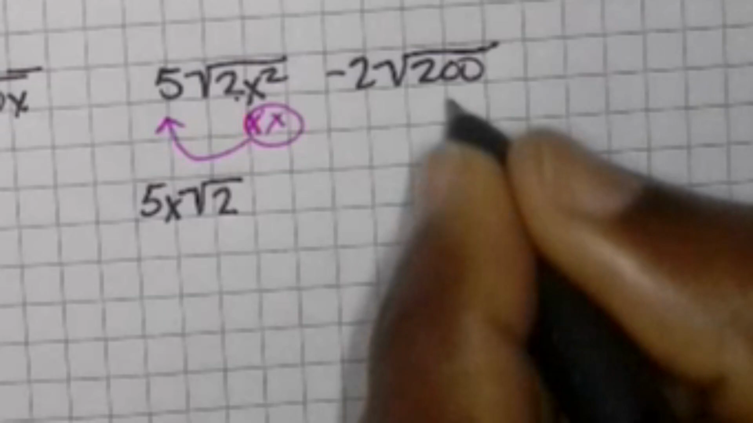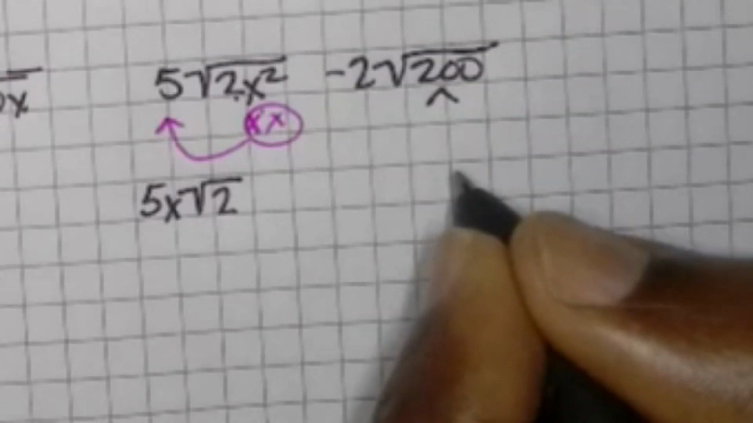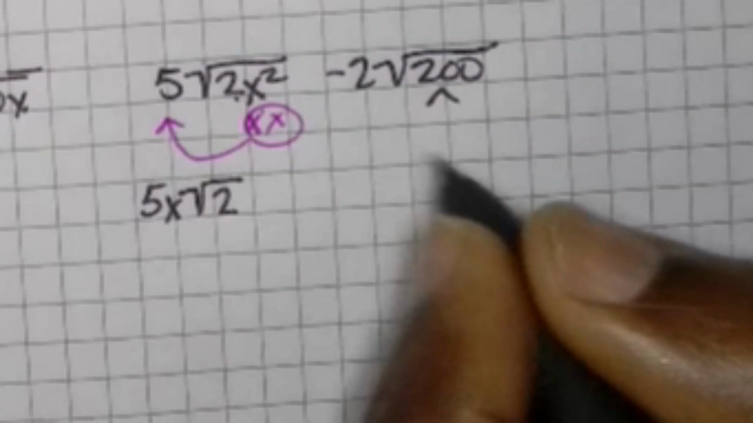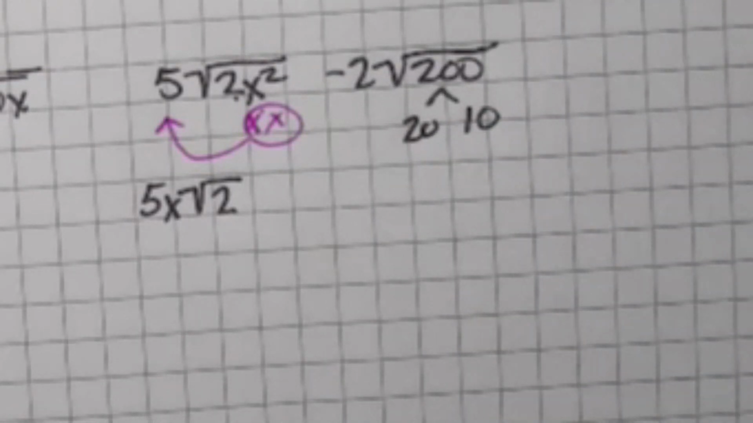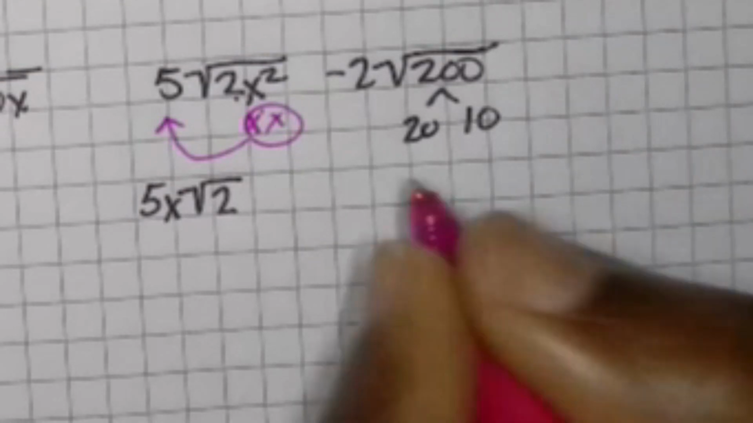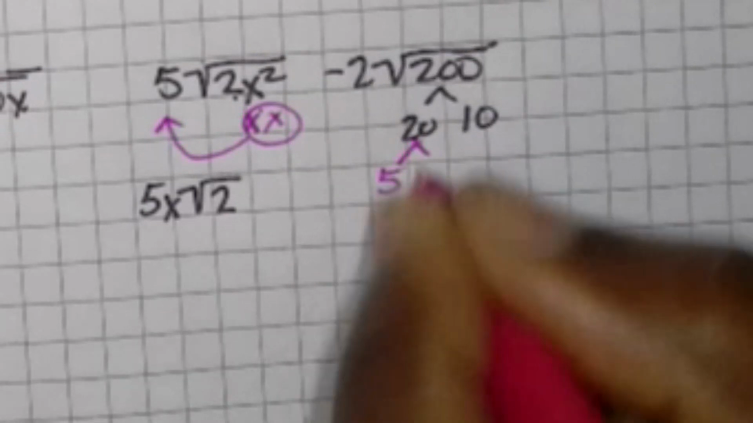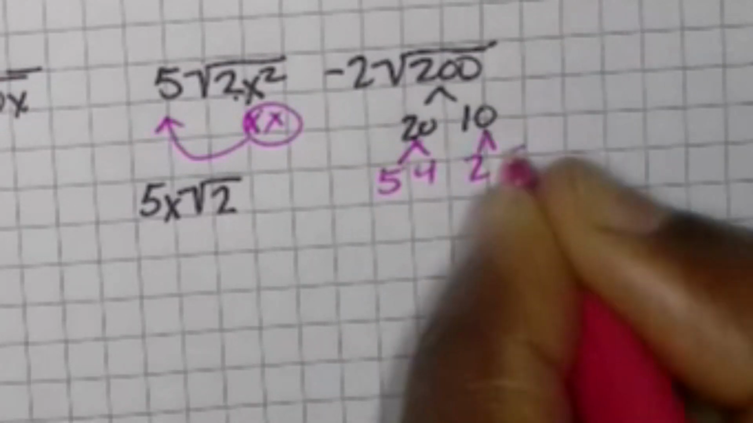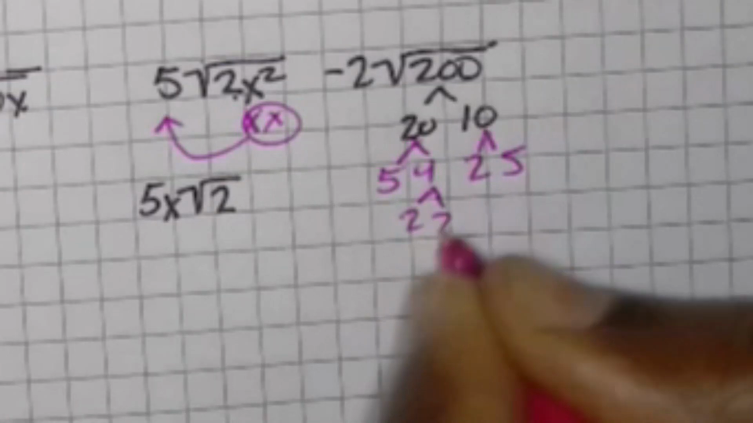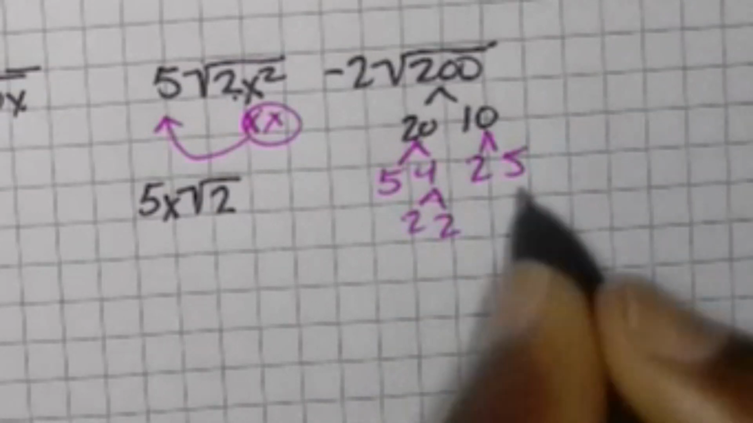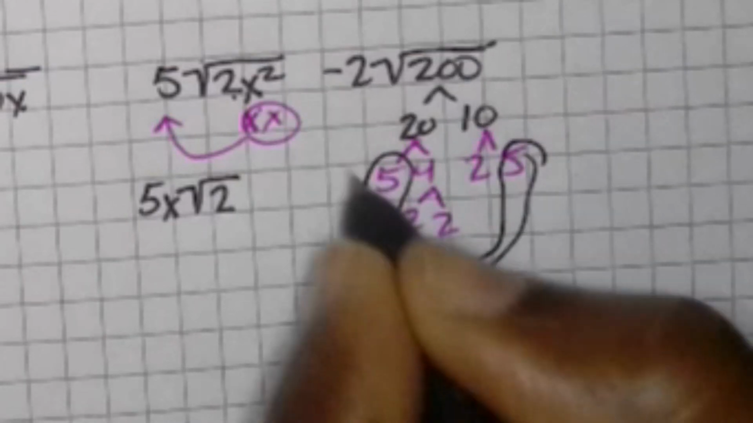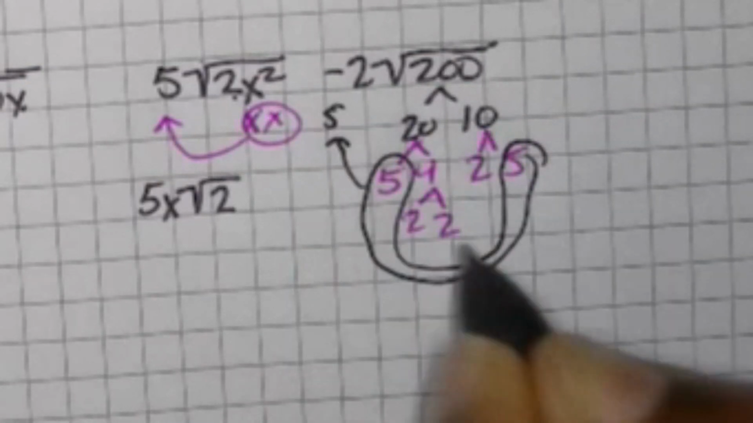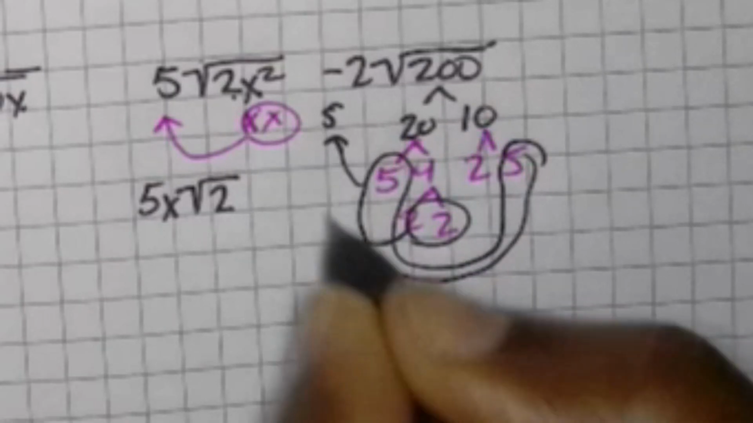200. In order to get 200, you can do what? You can do 20 and 10. You can do 2 times 100, 4 times 50. Just whatever factor you want to use. Now 20 is 5 and 4. 10 is 2 and 5. 4 is 2 times 2. Alright, everything we have two of, we can pull out. We have two 5s, so a 5 comes out. We have two 2s, so a 2 comes out.